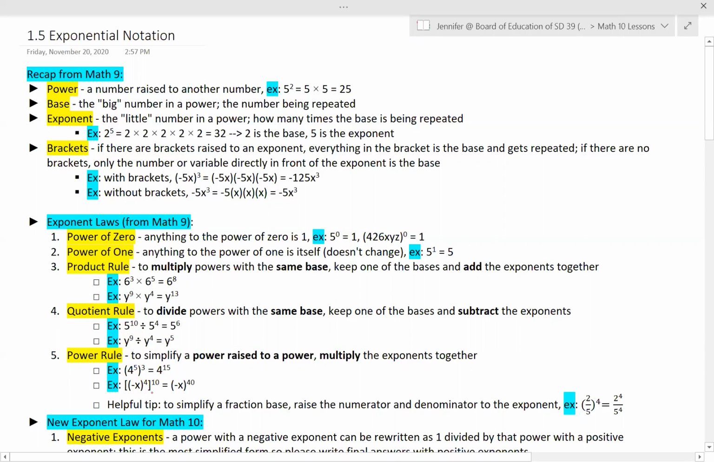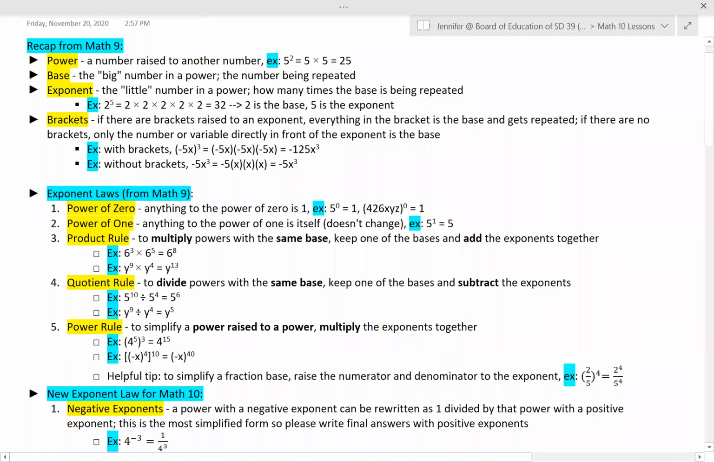Same situation in this example. We've got negative x to the power of 4, and then that whole thing is to the power of 10. So it's going to become negative x to the power of 40 when you multiply those exponents together. A helpful tip here, if you have a base with a fraction, like this example, an easy way to simplify it is if the base here is 2 over 5, and that whole thing is the power of 4, instead of writing it out as repeated multiplication, this is the same as 2 to the 4 over 5 to the 4. So you can kind of bring that exponent into the fraction, and the numerator and denominator will be raised to that exponent.